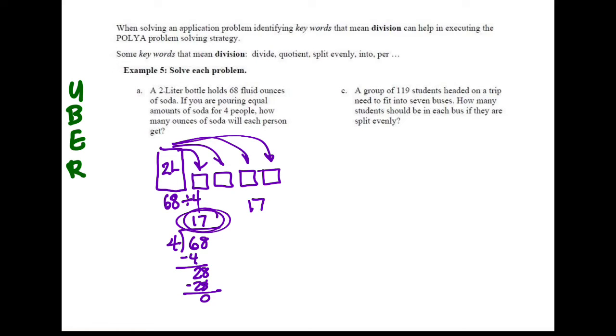Okay, so you could write out ounces like this, or you can use OZ for ounces. Just be really careful that this O looks like an O and not a 0. Don't make it too big. Okay, does that make sense? Let's double check. If I put a 17 in each one of these for each person, do I get 68? Yes, you do. Okay, so that makes sense.